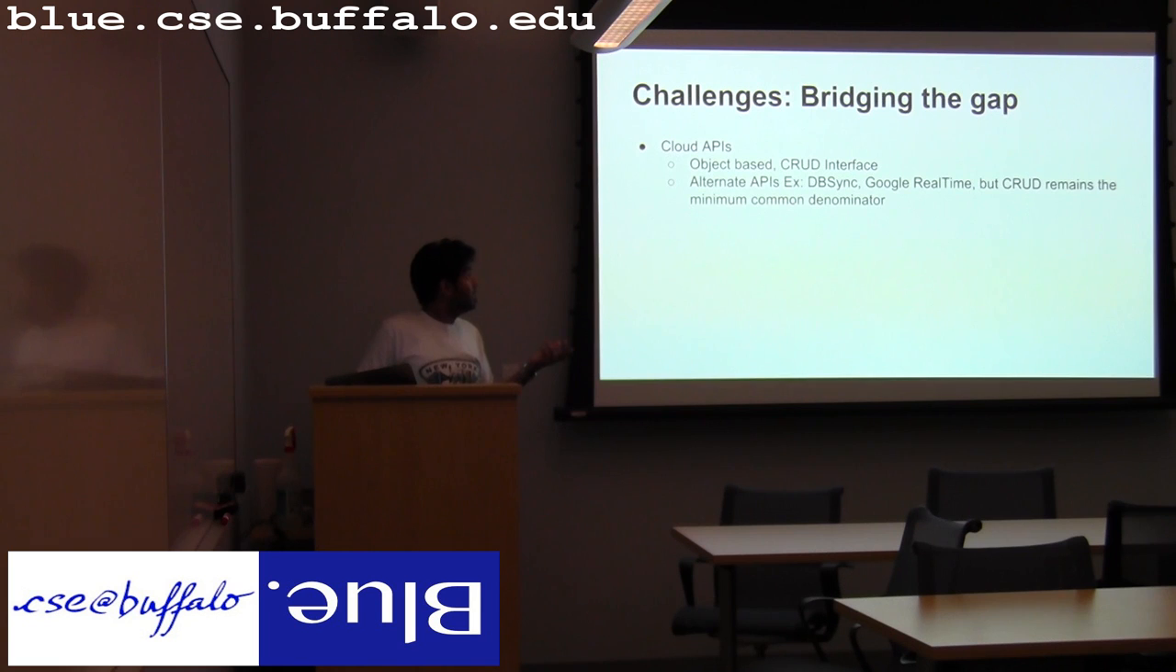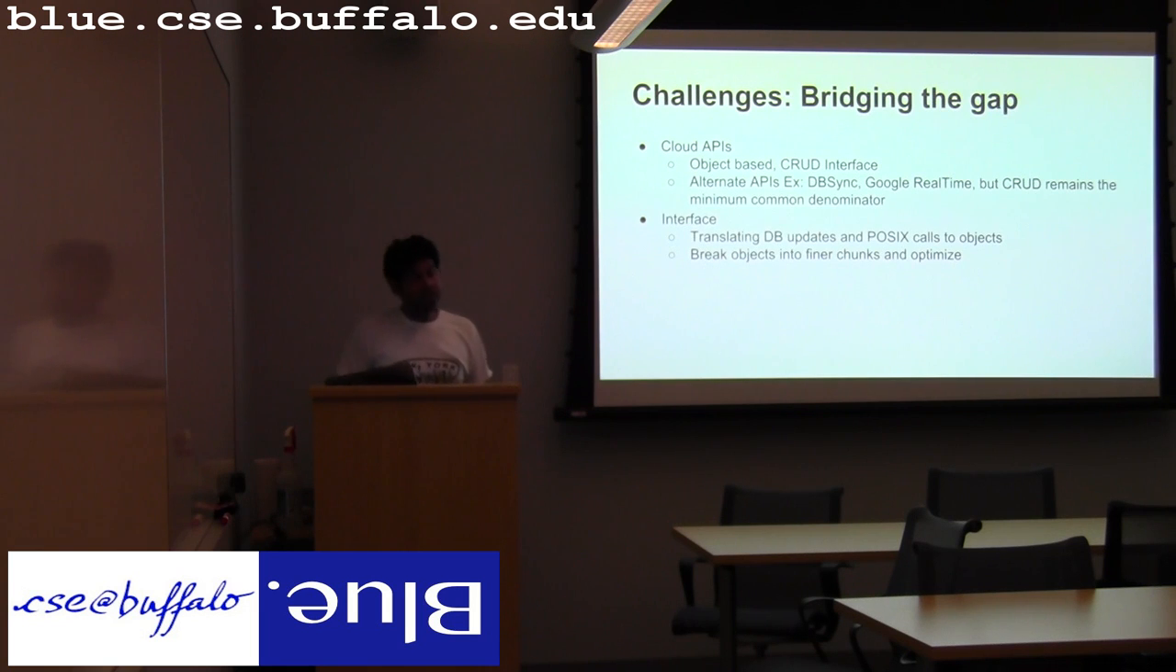So what I mean by minimum common denominator is it's easier to map the CRUD and the REST interface of Dropbox and Google. It's easier, not straightforward. It's easier to map than, say, Dropbox Sync API and Google Real-Time, which are completely different. Then there is an interface mismatch of translating these object calls.